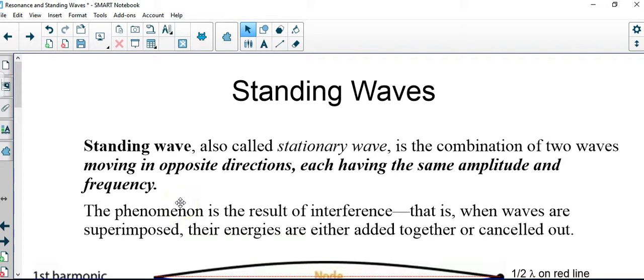Today we're going to be talking about standing waves. What is a standing wave? A standing wave is a phenomenon when two waves moving in opposite directions that have the same amplitude and frequency overlap in such a way that the wave seems to only vibrate up and down and not travel sideways.